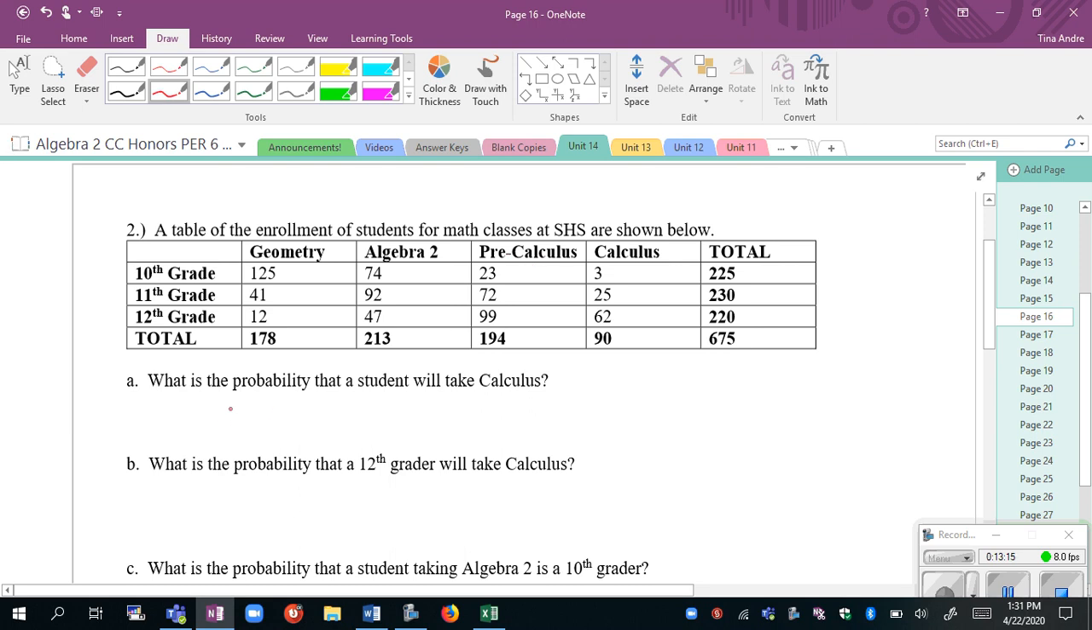If we look, what is the probability that a student will take calculus? Out of all these students here, what's the probability that they take calculus? There's 90 students that take calculus out of the total. So 90 out of 675.